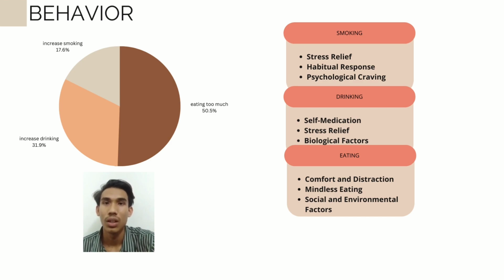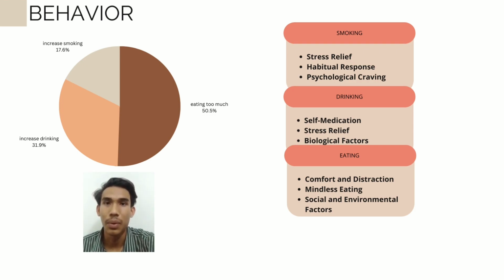Some people use alcohol as a form of self-medication to cope with emotional distress. They may drink to numb emotional pain or to escape from the thoughts and feelings associated with stress. Then, stress relief. Many individuals turn to alcohol as a way to temporarily alleviate the symptoms of stress. Alcohol can have a depressant effect on the central nervous system, which may produce feelings of relaxation and relief from the stress and anxiety.